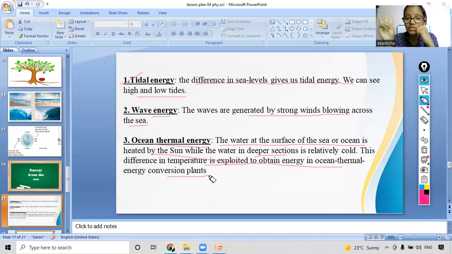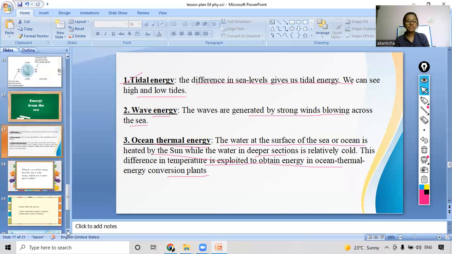What are the different types of energy? Tidal energy is one, wave energy, and the third is ocean thermal energy. Now we will move on ahead. If you have any doubt, please write in the chat box and then we will move on ahead.